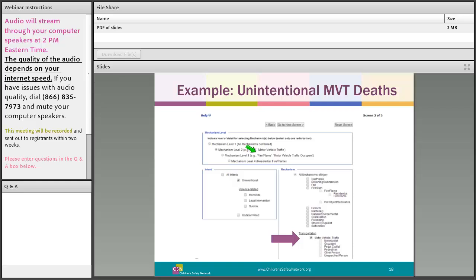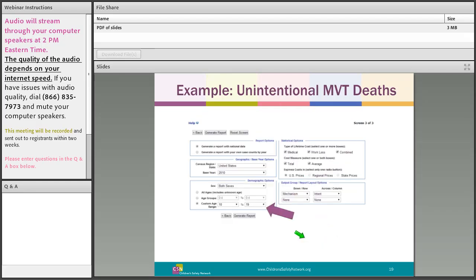You'll note that it moves from motor vehicle traffic to motor vehicle traffic occupant, and that starts with a more broad, all mechanisms. So that option must be selected before you're able to navigate down on some of these other particulars. So here we select unintentional for our example here, and then an arrow here pointing to the motor vehicle traffic. That is the characteristics that we're looking at as far as the intent and mechanism.